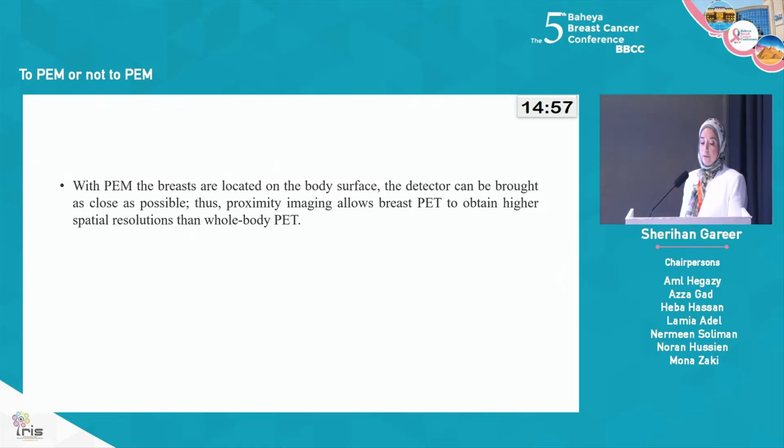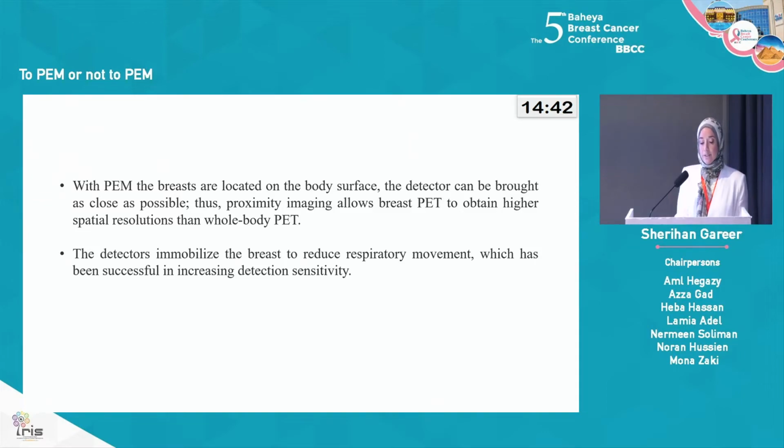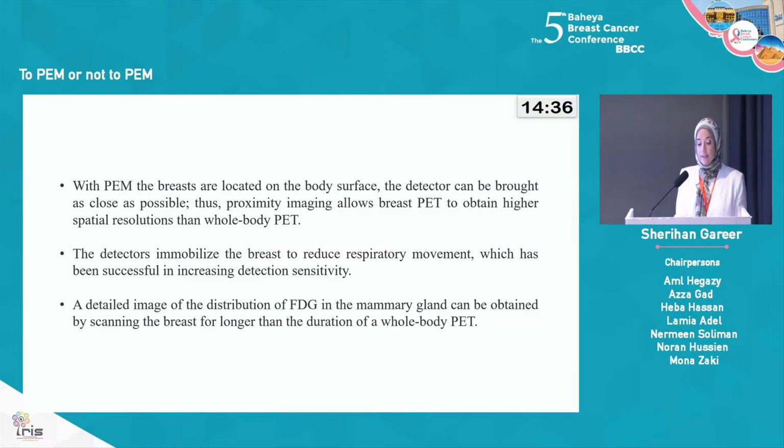And with the use of the PEM machines, the breasts are located on the body surface. The detector can be brought as close as possible. Thus, proximity imaging allows breast PET, or PEM, to obtain higher spatial resolutions than whole body PET-CT. The detectors at the same time immobilize the breast to reduce respiratory movement, which has been successful in increasing detection sensitivity. The detailed image of the distribution of the FDG in the mammary gland can be obtained by scanning the breast for a longer time than the whole body PET.